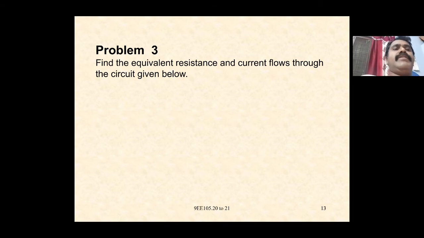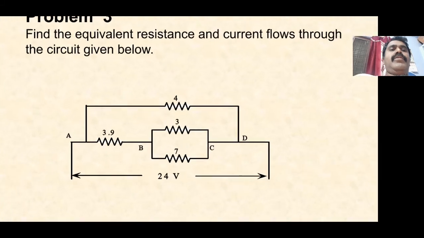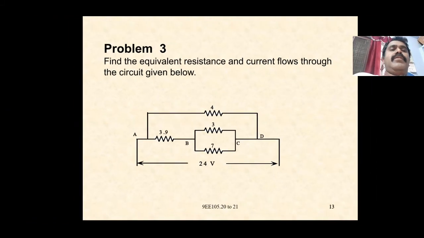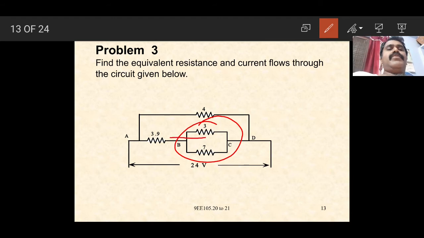Find the equivalent resistance and the current that flows through the circuit given below. First we have to do the parallel combination of 3 and 7 ohms. This parallel combination comes in series with the 3.9 ohms resistance. Again we have to add both the resistances. Then again we have to do a parallel combination with this one.